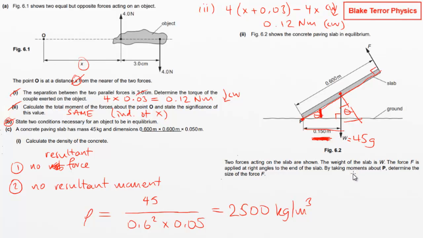Everything works out fine. So we know that we've got to have 45g multiplied by 0.15 has got to be F multiplied by 0.6. So F is going to be equal to a quarter of 45g. 45g over 4. Right, let's just type that in. We've got 45 times 9.81 is equal to that, divided by 4 is 110.36, yada, yada, yada. So 110 newtons. Yeah, so a nice way to round off.